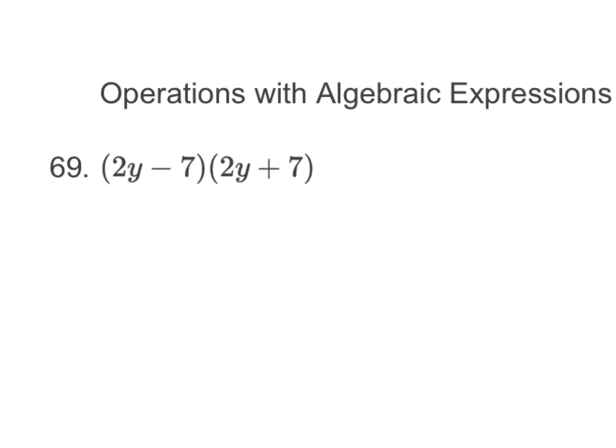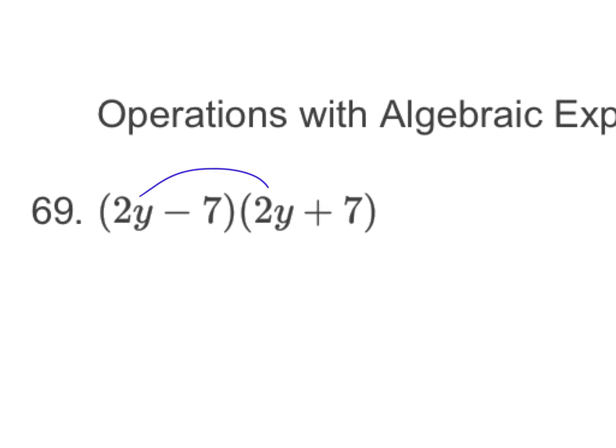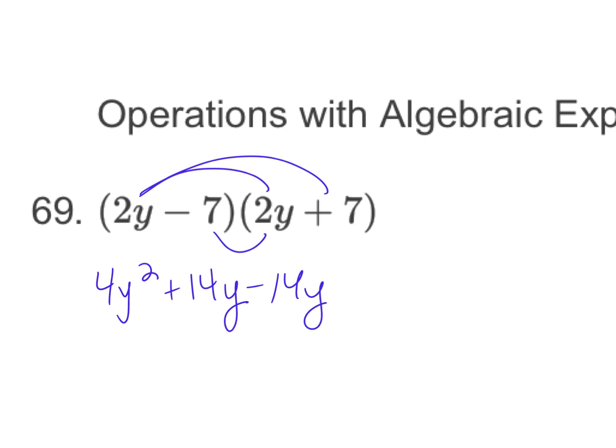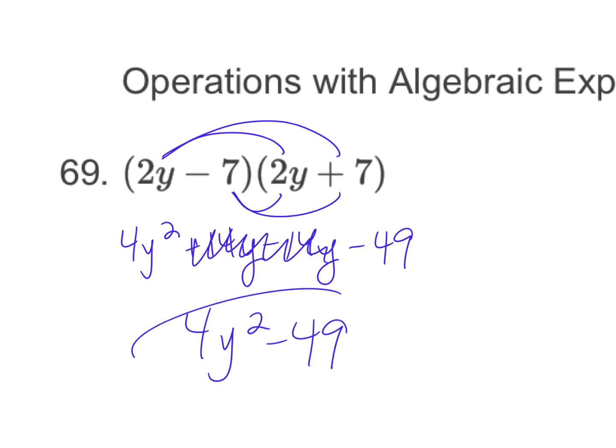So if I look at 69, these 2 parentheses are written right next to each other. Nothing is in the middle. You're not adding these or subtracting these. You're just multiplying. You're foiling. So 2y times 2y is 4y squared. 2y times 7 is plus 14y. Negative 7 and 2y is minus 14y. And negative 7 and positive 7 is minus 49. Then you notice in the middle, these 2 will cancel out. So you're just left with 4y squared minus 49.